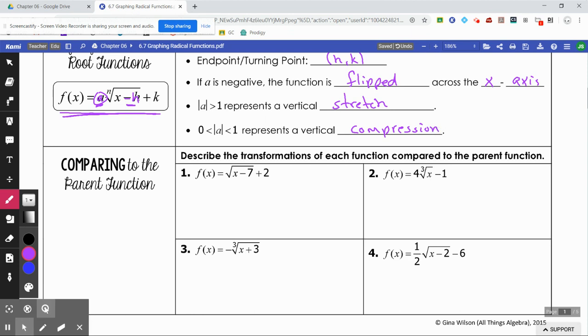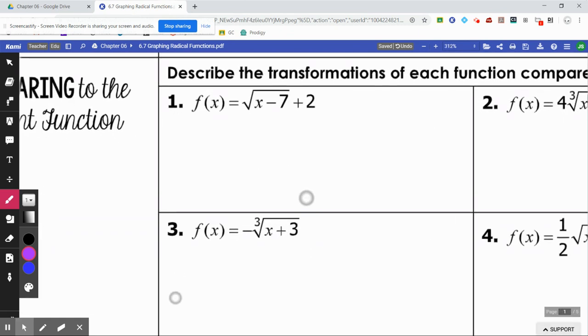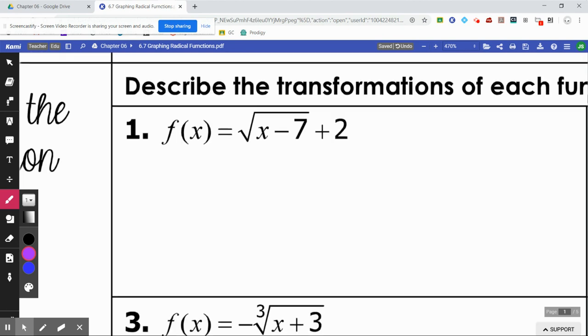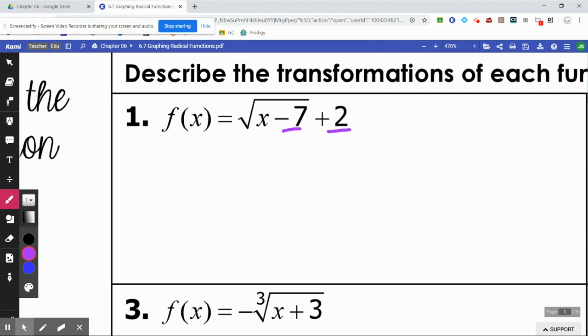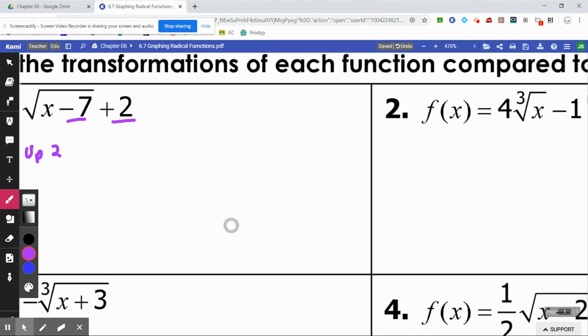So let's go through all these transformations with actual problems. Describe the transformations compared to the parent function. So let's zoom in here. Again, let's work all of our stretches and compressions first. There's no flips, but there are a couple of translations. This minus 7 would be a translation right 7, because it's always opposite since it's on the inside, and the positive 2 would be up 2 units. So it's your parent function moved right 7 and up 2, and that's it.